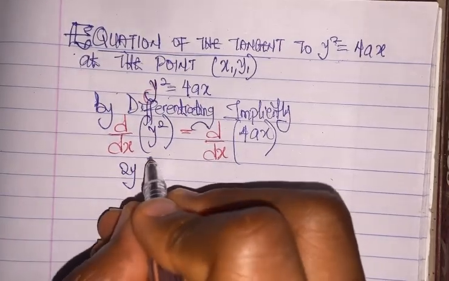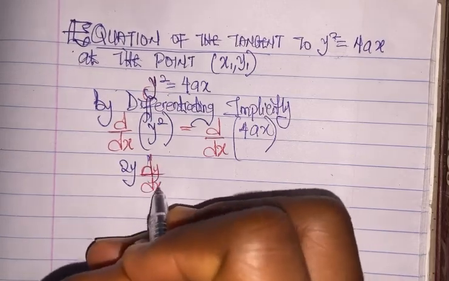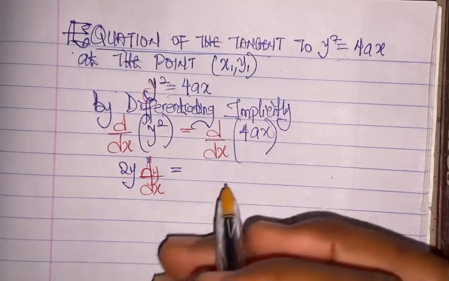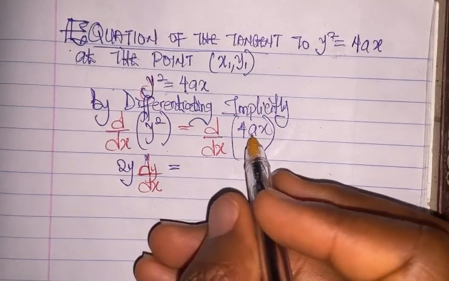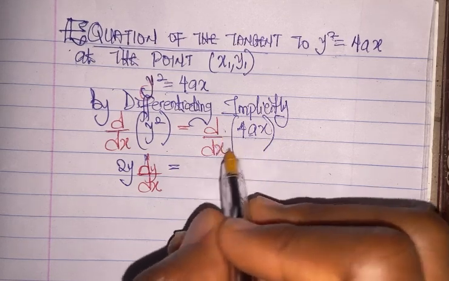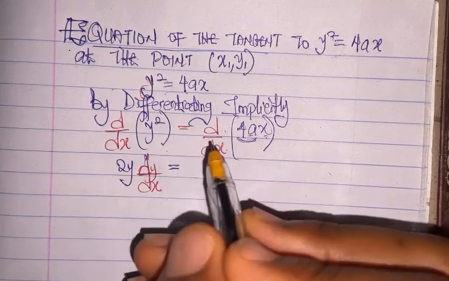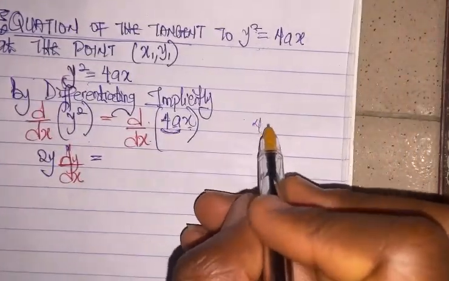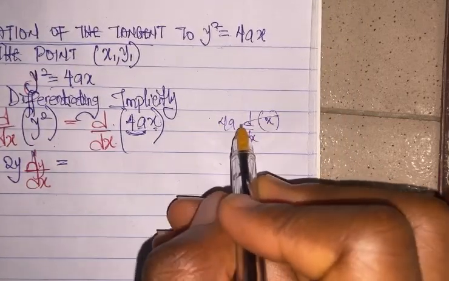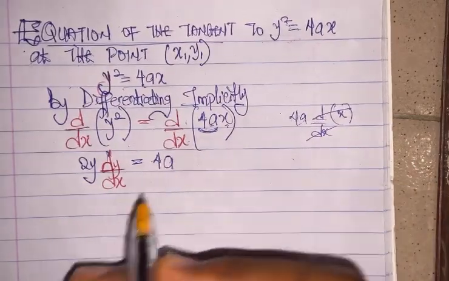Now, we know the differentiation of y squared with respect to x will give us 2y dy/dx, right? I'm using another color of pen for that. The differentiation of 4ax is going to give us 4a because d/dx of x is 1. The constant comes out, so it's like saying 4a d/dx of x, and dx over dx gives us 1. That's why we'll be left with 4a.